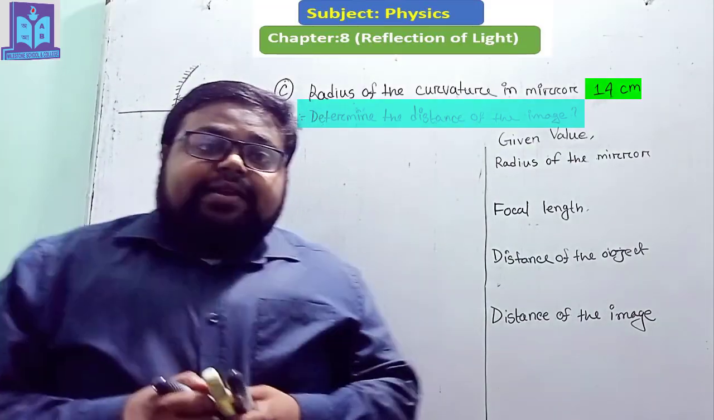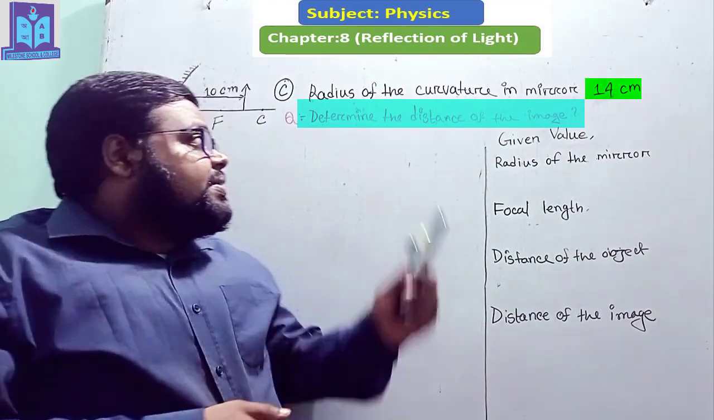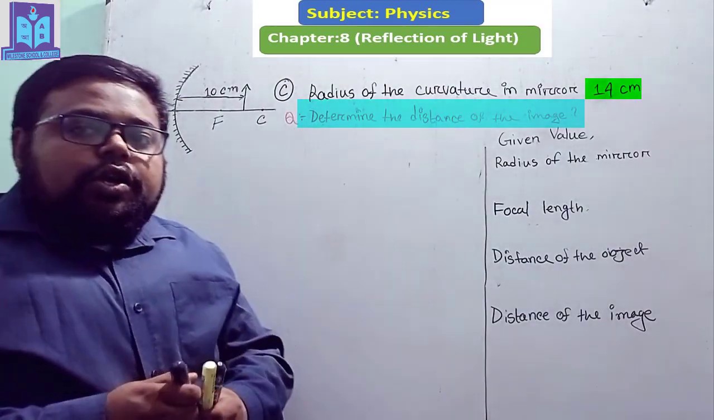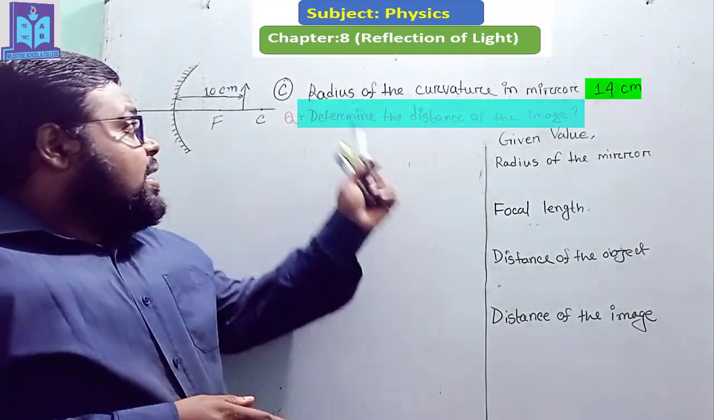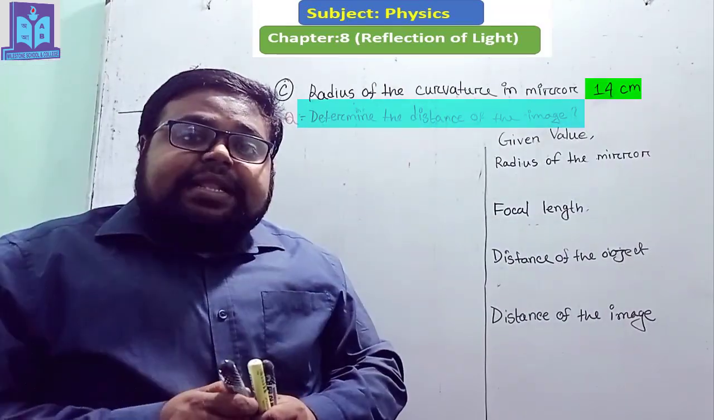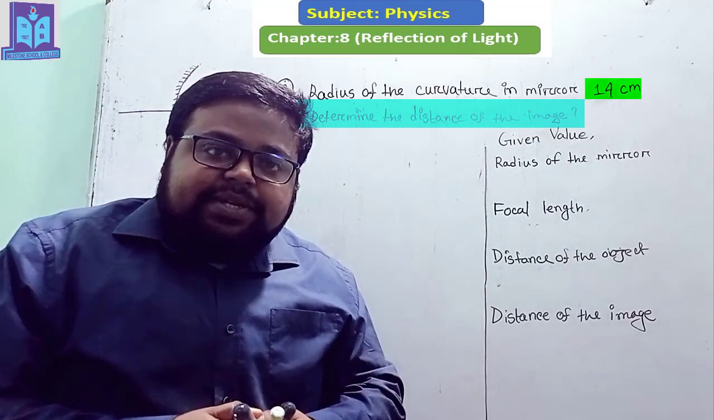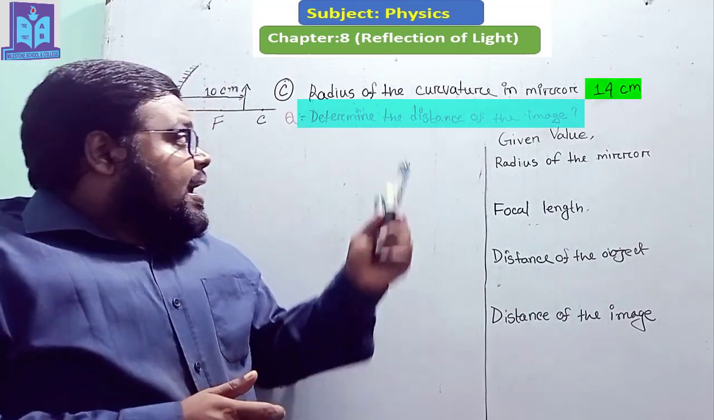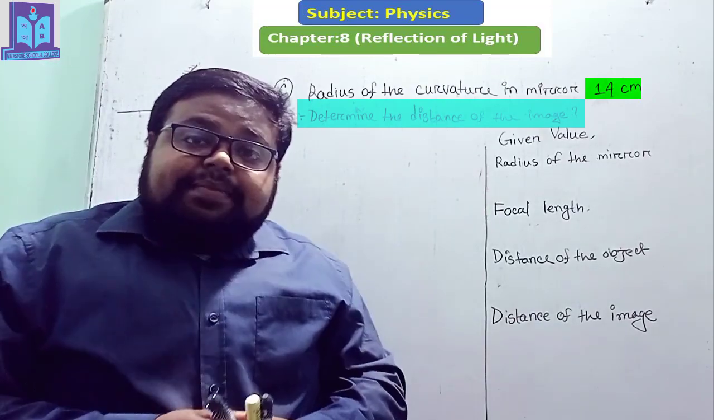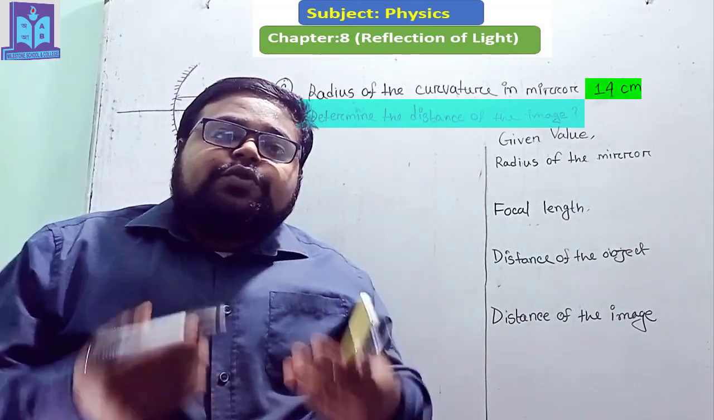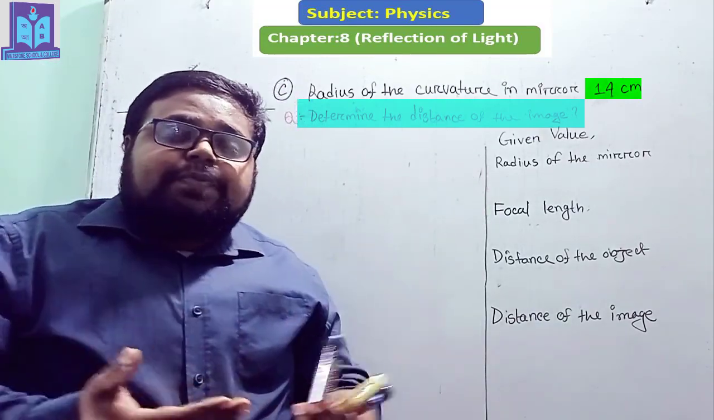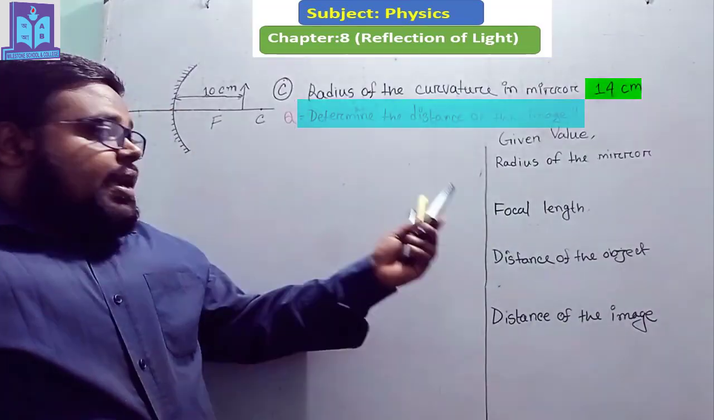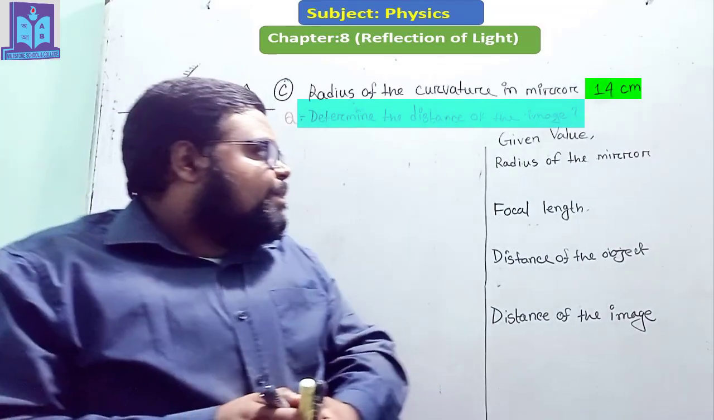So my dear student, now I will solve the C question. Here you can see a concave mirror, and the radius of curvature of the mirror is 14 centimeter. The C question is, determine the distance of the image. That means we have to find out at which place the image will form. Okay, so let's start to solve the math.